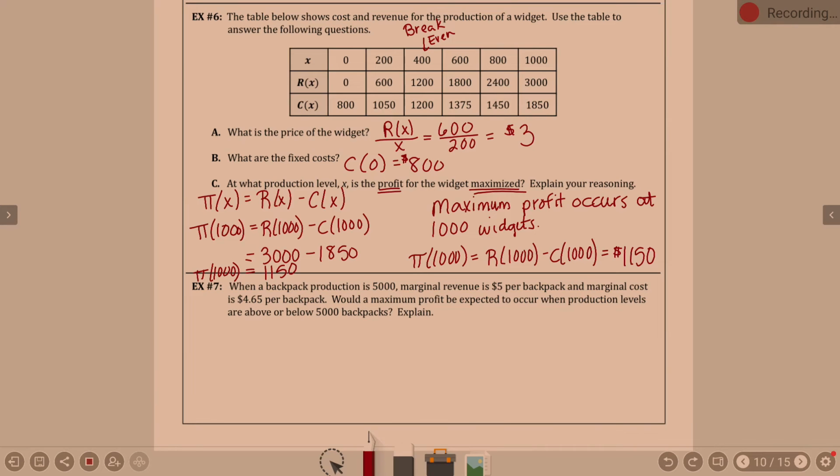Okay. When backpack production is 5,000, marginal revenue is $5 per backpack, and marginal cost is $465 per backpack. Would a maximum profit be expected to occur when production levels are above or below 5,000 backpacks?